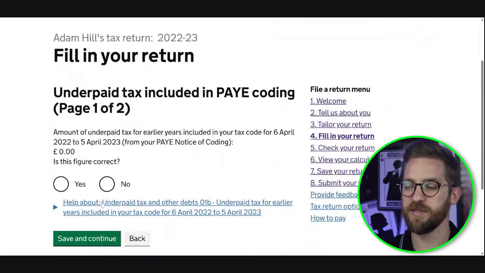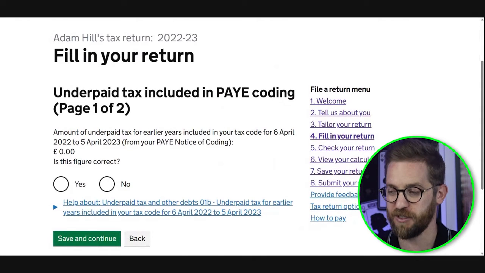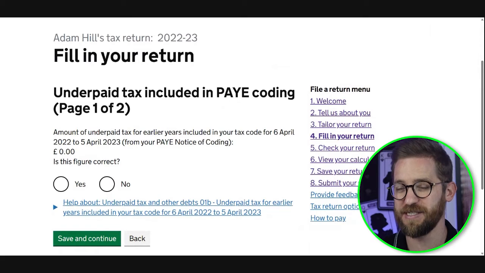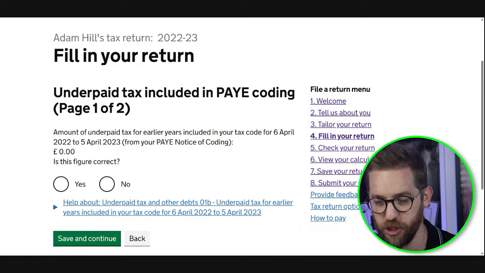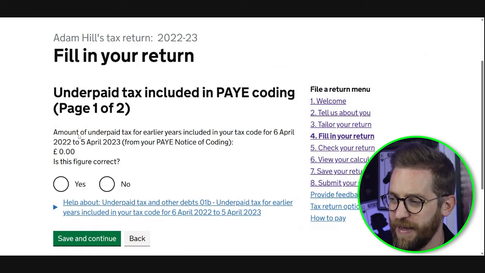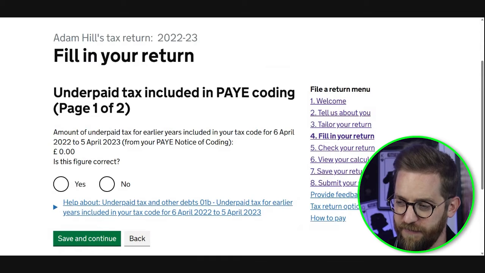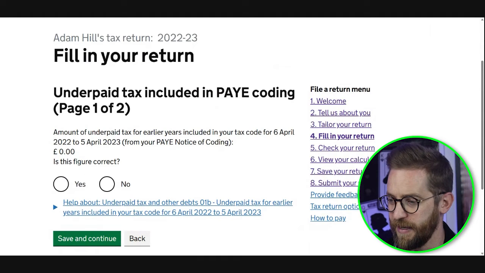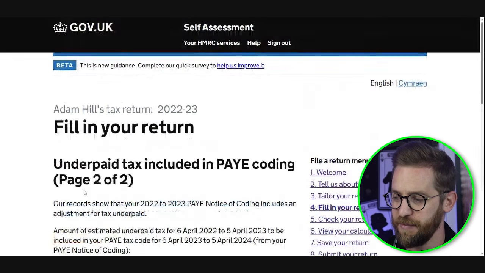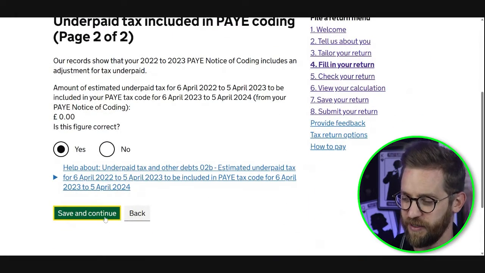And now we're on to the usual questions that anybody completing a self-assessment tax return would have to complete. So we'll just fly through these. These don't actually relate to the capital gains section, but everyone will need to complete them. And here we're being asked about underpaid tax from earlier tax years. Is this figure correct? If it's 0, if there's no underpaid tax, then you'll just say yes. Similar question on the next page. Again, I'm happy that this is 0, so I'll save and continue.